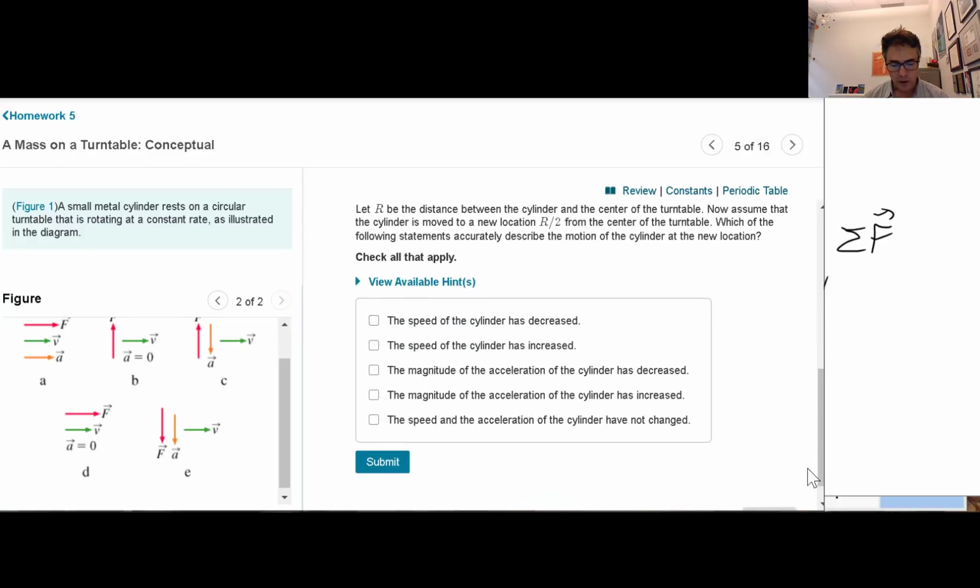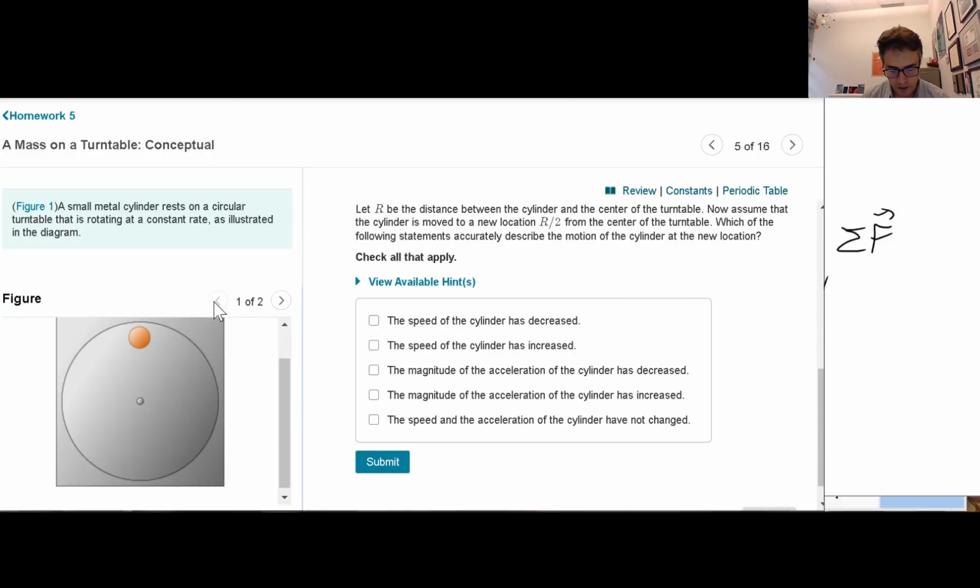Part B. Let R be the distance between the cylinder and the center of the turntable. Now assume that the cylinder is moved to a new location, R over 2, from the center of the turntable. Which of the following statements accurately describes the motion of the cylinder at the new location? The speed of the cylinder has decreased. Yes, it will be half of the original speed since it's going around in the same period, but now the radius is smaller, so the circumference is half as small.